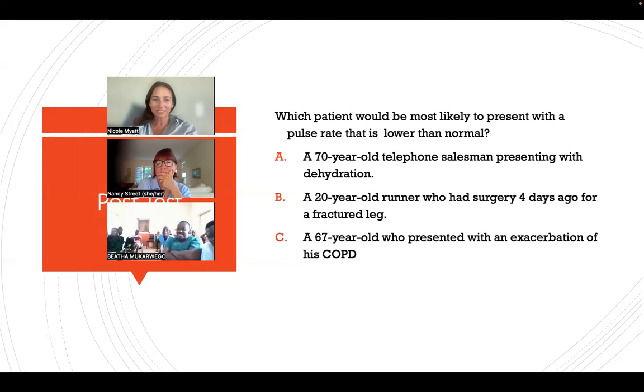Mine is A. No, B. I heard B, a 20-year-old runner who had a surgery. Excellent. Yeah, two risk factors. Yep, very good. He's young and he's fit, so he probably has a resting heart rate that's lower than 60. Excellent.